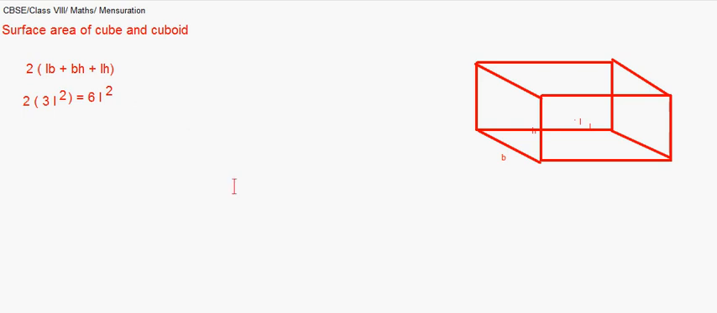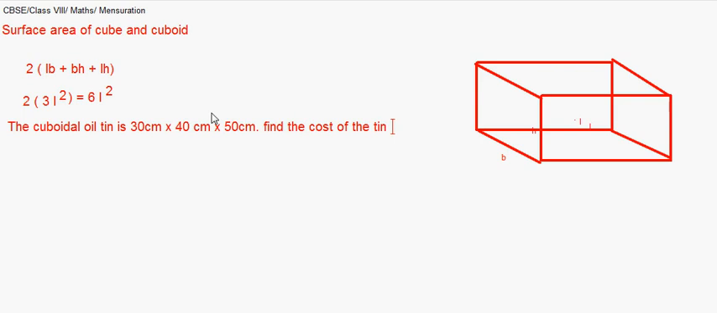The first one, I write a question here. A cuboidal oil tin, the dimensions are given, 30 centimeter by 40 centimeter by 50 centimeter. We have to find the cost of the tin which is required to make 20 such tins, if the cost of tin sheet is rupees 20 per square meter.